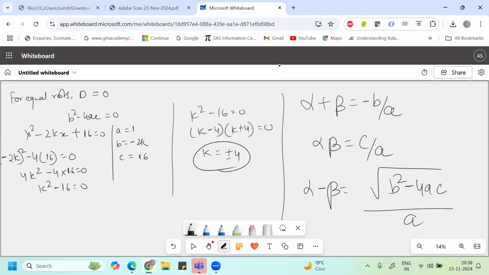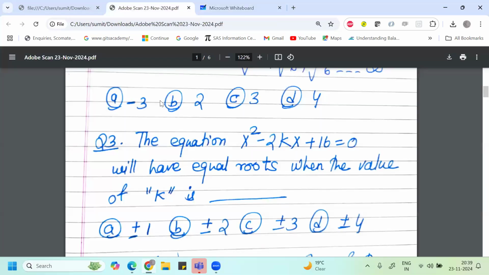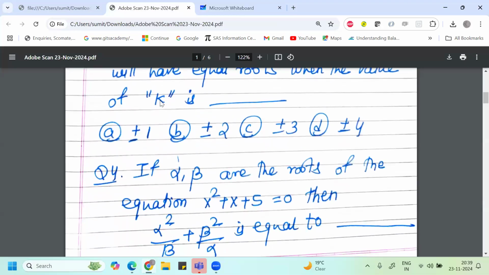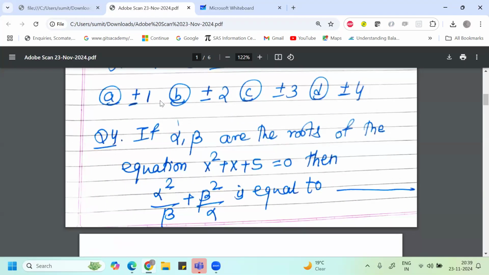This part clear now? Can we go ahead? Okay, so the answer is option D. Now try this, question number 4. All these questions actually came in the exam.